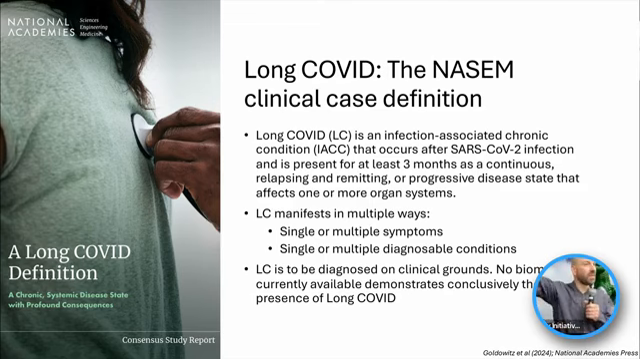And really, what they're talking about is the fact that long COVID is an infection-associated chronic condition that can be diagnosed when someone has a confirmed or suspected SARS-CoV-2 infection, and 3 months beyond that infection, they're still experiencing symptoms that were not part of their normal health prior to the infection. I really want to point out some of the language used here because the symptoms don't need to be continuous. They can be continuous, they can be relapsing remitting, or they can be progressive.